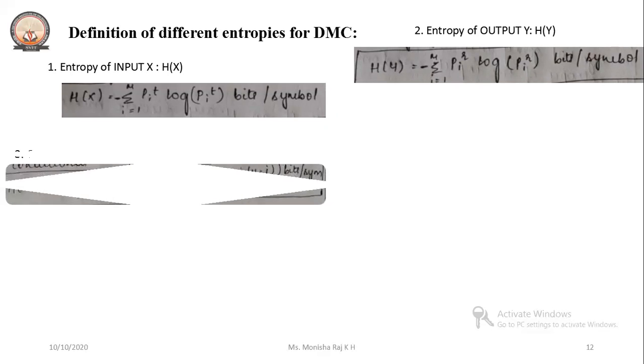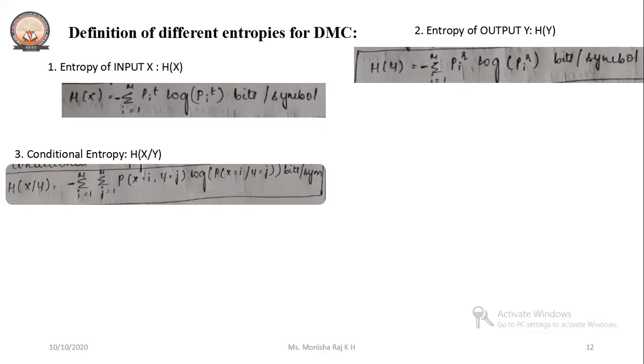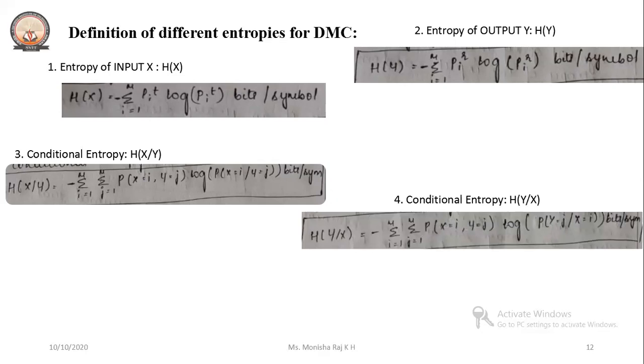After knowing the input and the output, we'll know about the conditional entropies. The conditional entropy is represented as H of X given Y and is defined as H of X given Y equal to minus summation I equal to 1 to M into summation J equal to 1 to M P of X equal to I comma Y equal to J into log of P of X equal to I given Y equal to J bits per symbol. In the same way, a conditional entropy can also be represented as H of Y given X. H of Y given X equal to minus summation I equal to 1 to M into summation J equal to 1 to M P of X equal to I comma Y equal to J into log of P of Y equal to J given X equal to I bits per symbol.